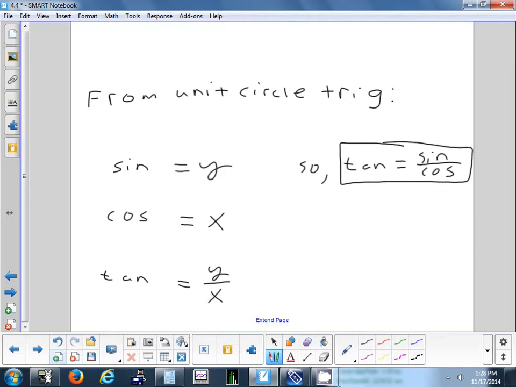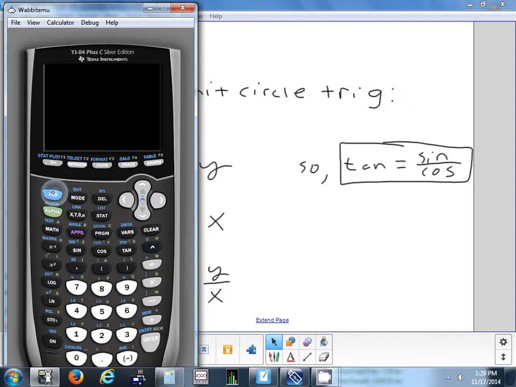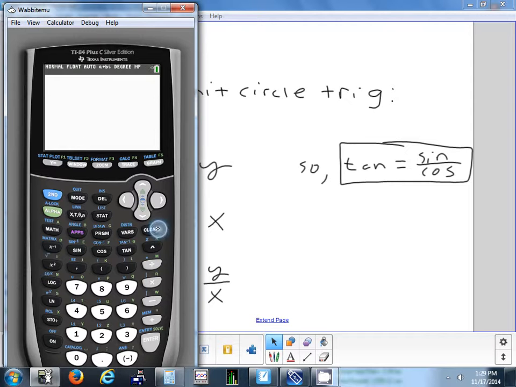Okay, let's try that with a specific number. Let's pick an angle somewhere between 0 and 90. 45. Okay? So if we take the sine of 45, divided by the cosine of 45, and I get 1. Now let's just try taking the tangent of 45. What should I get? I should get 1, and I do. Comes out the same.